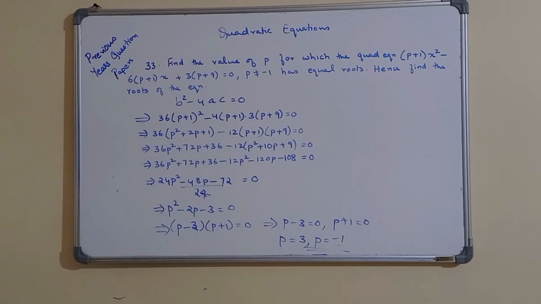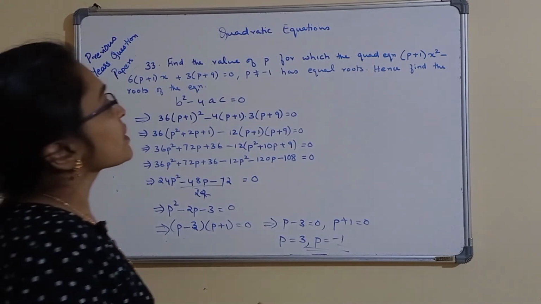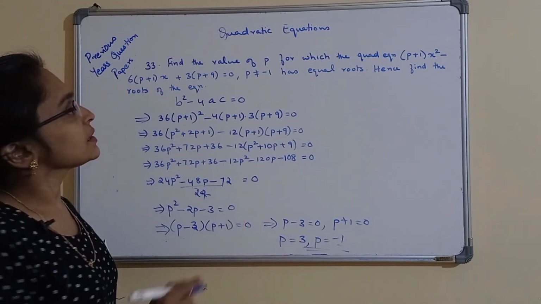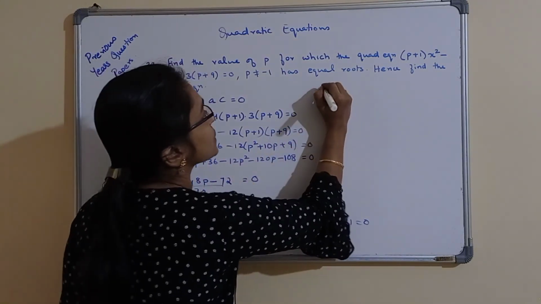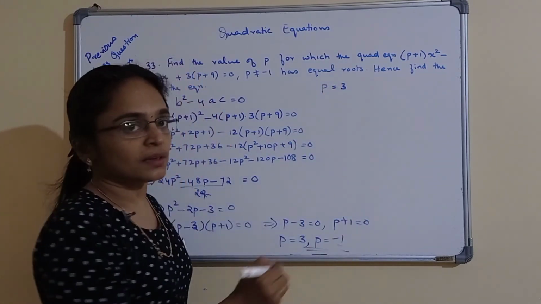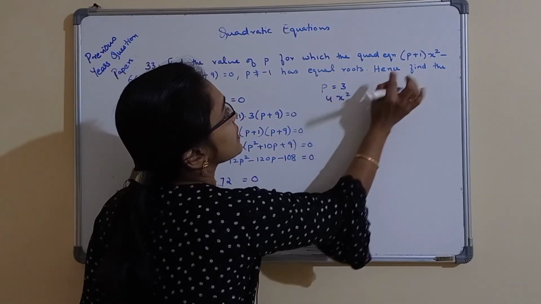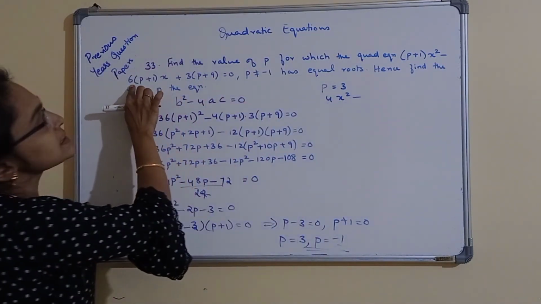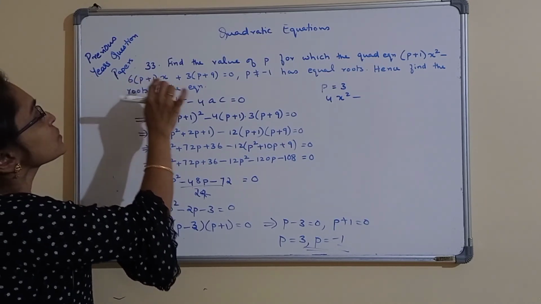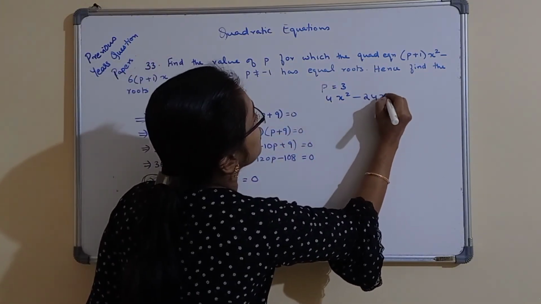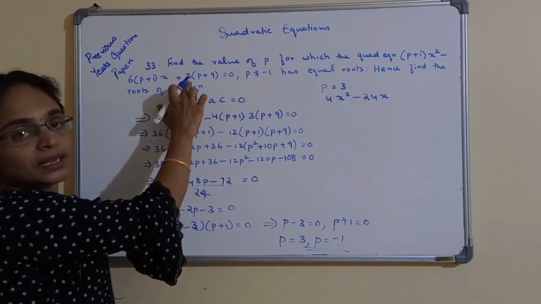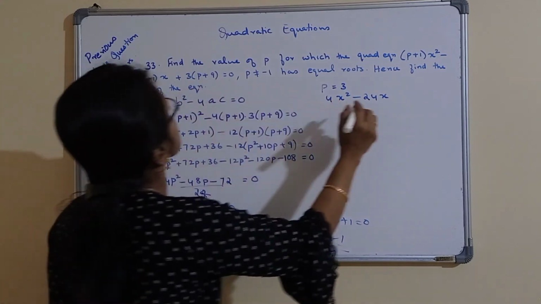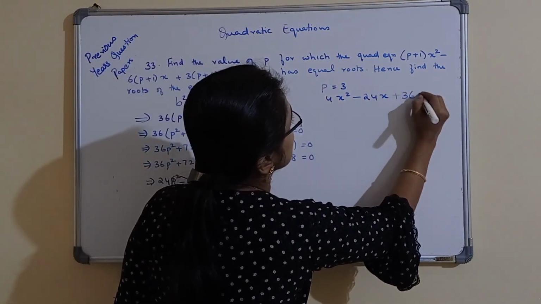Understood? Now we have to find the roots of the equation. So substitute value of p here. We will get, when p equal to 3, we have 4x square. That is 3 plus 1 into x square is 4x square minus 6 into p plus 1, that is 6 into 4, 24x. Then plus 3 into 3 plus 9. 3 plus 9 is 12. 3 into 12 is 36. Plus 36 equal to 0.